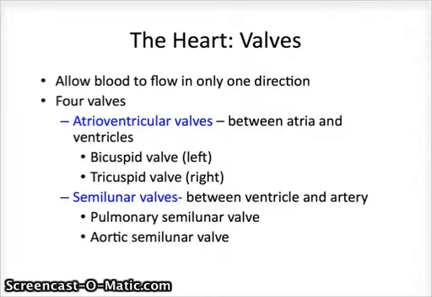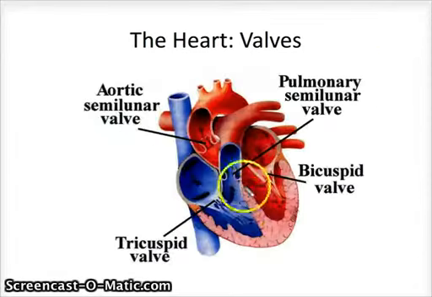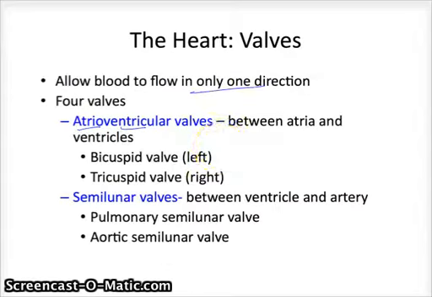All right, so now the heart valves. They keep the blood flowing in a single direction. That's really important because if you have any backflow, the heart doesn't pump at all. So atrioventricular valves, they're between the atria and the ventricles. I'm going to get that in green. Atrioventricular are between the atria and the ventricles, and those are the bicuspid and the tricuspid.